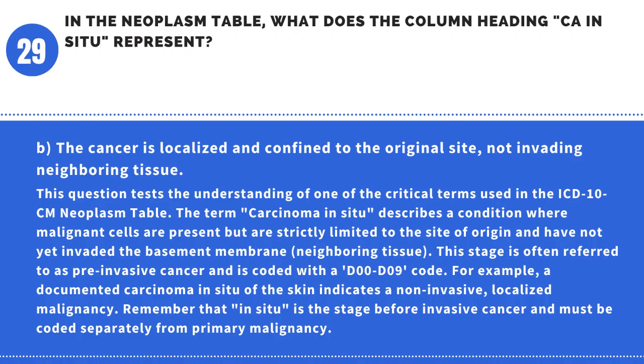This question tests the understanding of one of the critical terms used in the ICD-10-CM neoplasm table. The term carcinoma in situ describes a condition where malignant cells are present but are strictly limited to the site of origin and have not yet invaded the basement membrane, neighboring tissue. This stage is often referred to as pre-invasive cancer and is coded with a D00-D09 code. For example, a documented carcinoma in situ of the skin indicates a non-invasive, localized malignancy. Remember that in situ is the stage before invasive cancer and must be coded separately from primary malignancy.